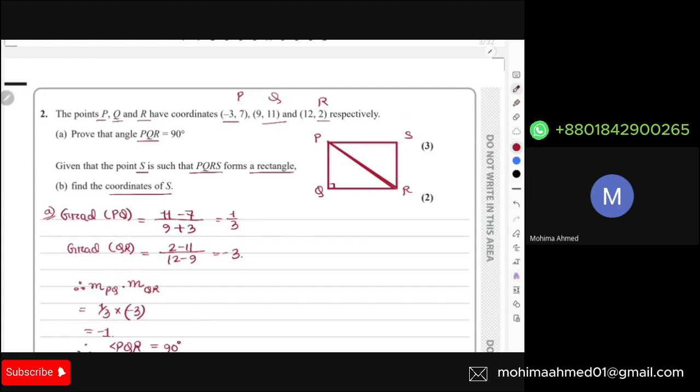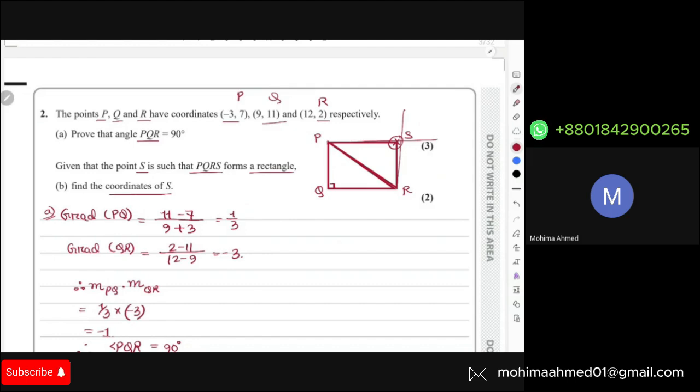Or, I can also consider that this point S is actually the intersecting point of line PS and RS, right? We can also think of it in this way, that S is the intersecting point of the lines PS and RS. This is where they are going to intersect. So this idea I can also use over here. First, we already know the gradient of PQ was what? Gradient of PQ was 1 by 3.